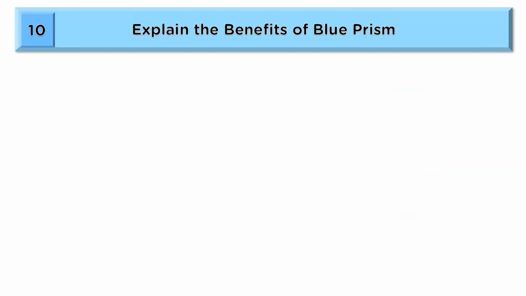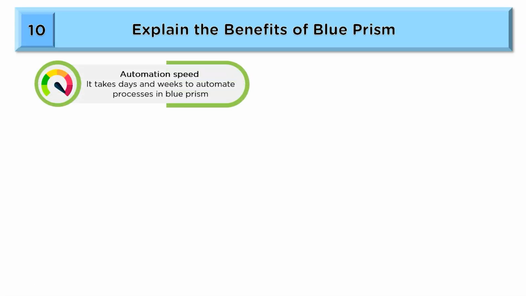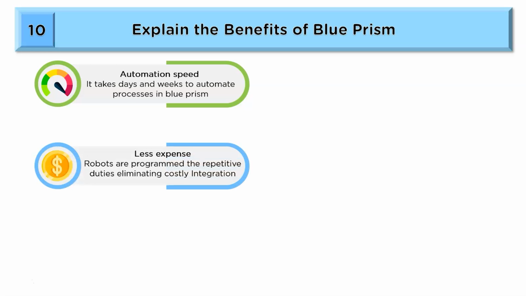Explain the benefits of Blue Prism. Automated speed. It takes days and weeks to automate a process in Blue Prism that would take months and years to automate using standard automation methodologies. Less expense. Robots are programmed with the business rules of repetitive clerical duties and deployed to drive existing applications, eliminating the requirement for costly integration and process redesign expertise.